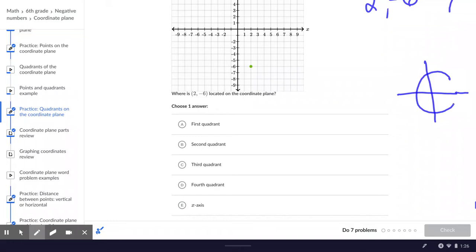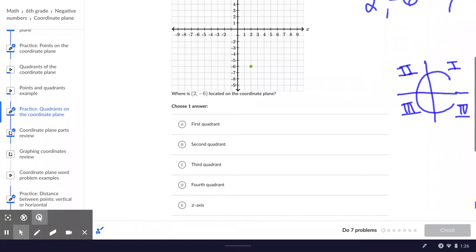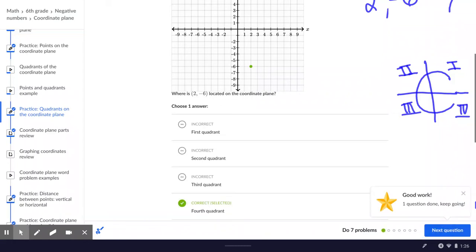When we make our C, we start in the top right-hand corner. This is quadrant 1. Then we go to the left, which is quadrant 2. Then we go down to quadrant 3. And over here we end at quadrant 4. Based on this, my dot, or my ordered pair that I just plotted, is in quadrant 4. It's in the bottom right-hand quadrant. So my answer is quadrant 4, or the fourth quadrant. Just like that.